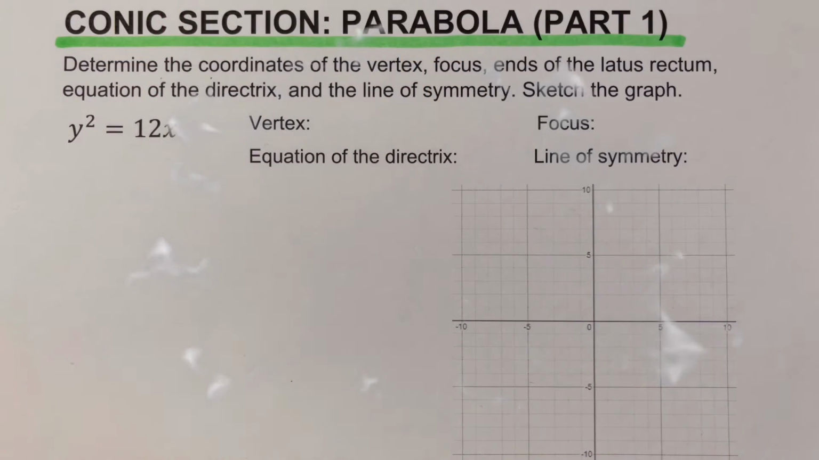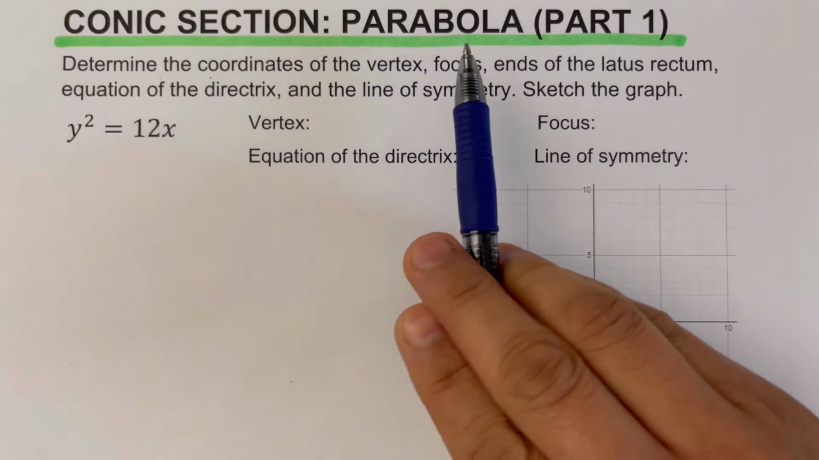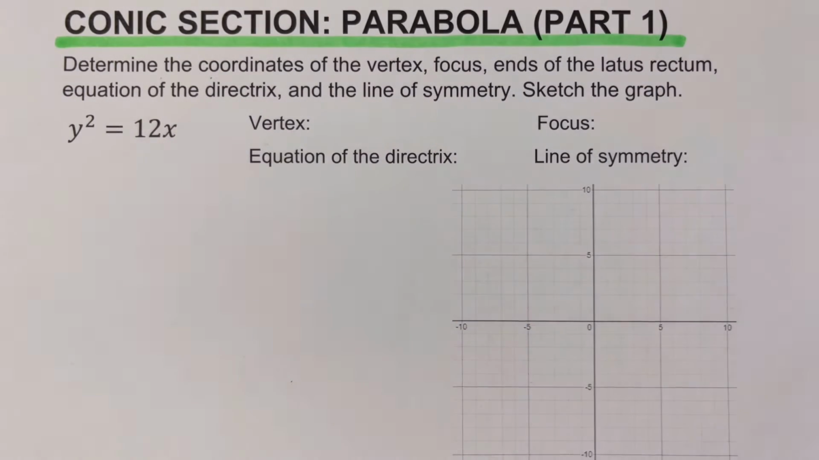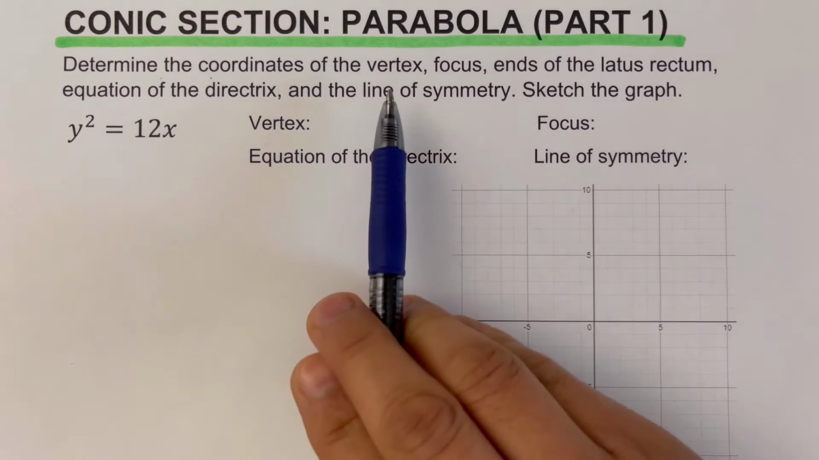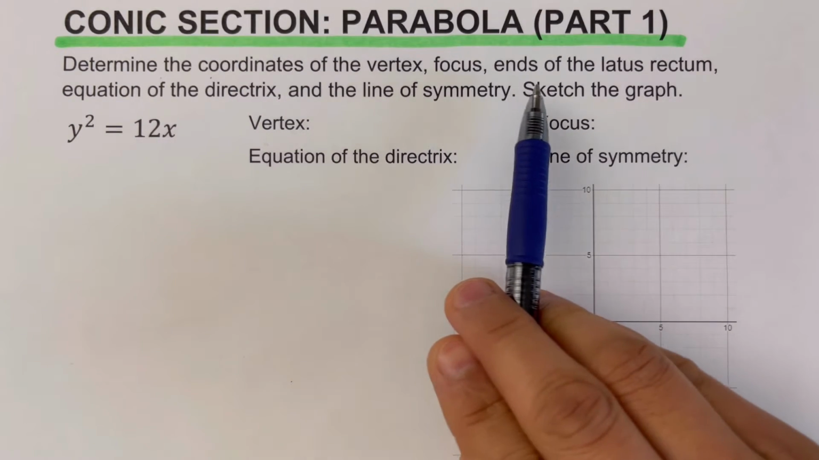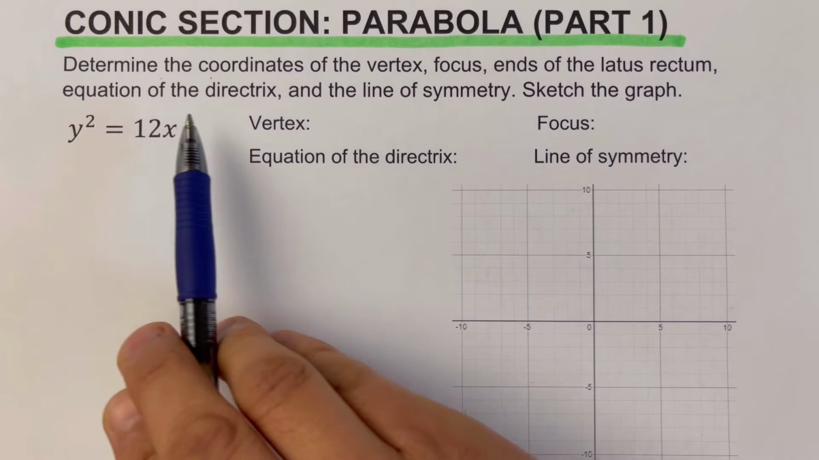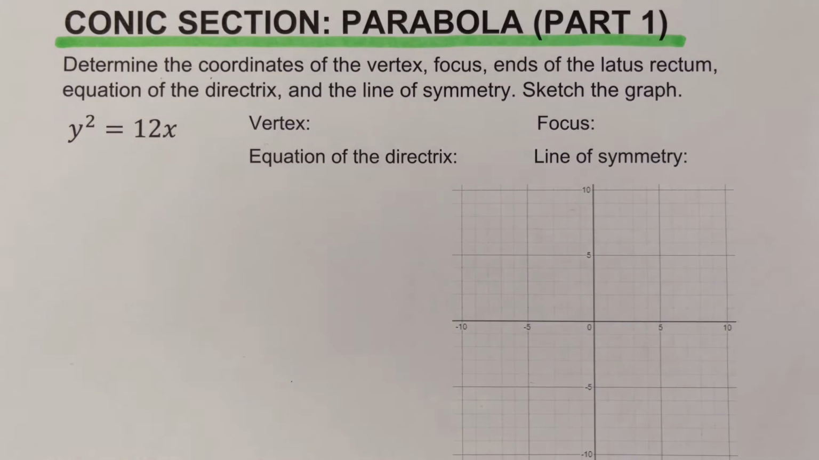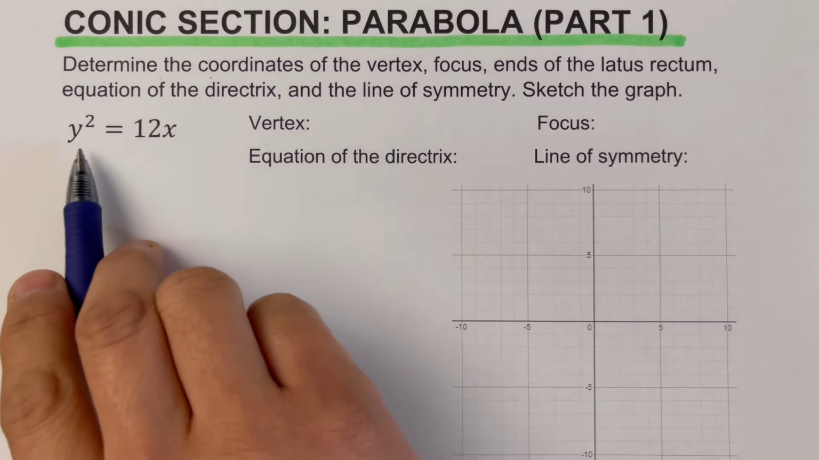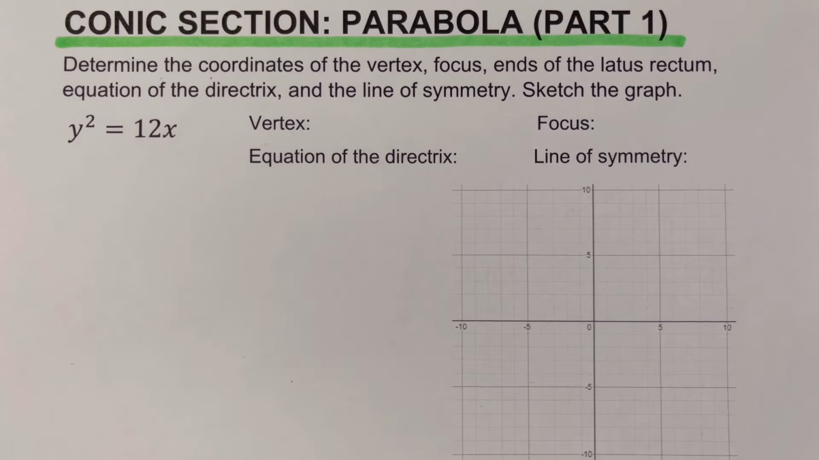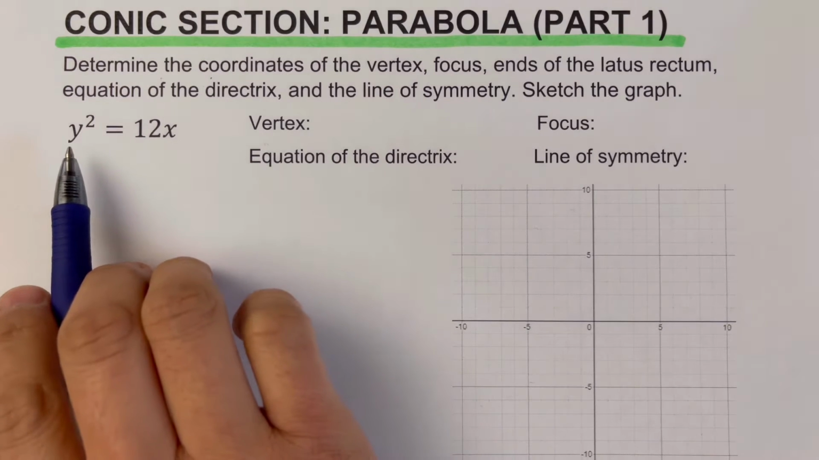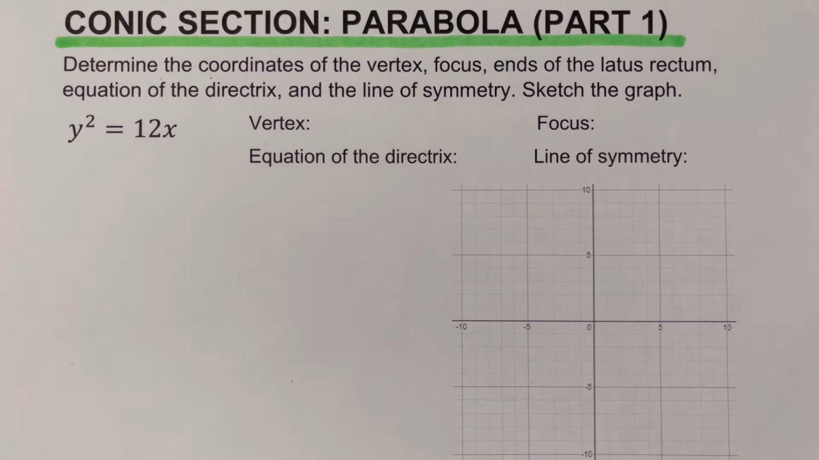Hello everyone. This video will focus on conic sections, specifically on the parabola, and this is the first part. In this part, we are given an equation and we're supposed to determine the vertex, the focus, the ends of the latus rectum, the equation of the directrix, and the line of symmetry, and we're supposed to sketch the graph of this given equation. Before we go over this first example, let's have a review of the basics of the parabola.